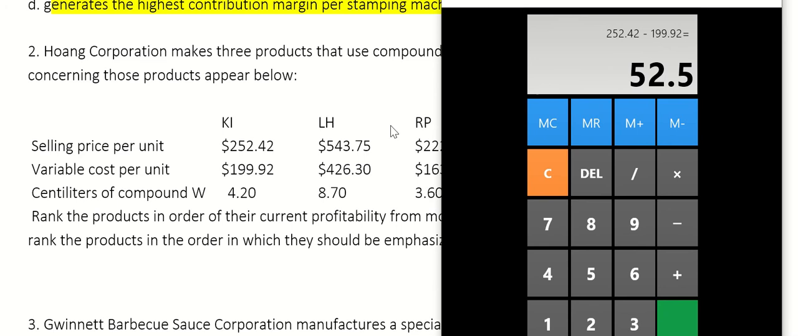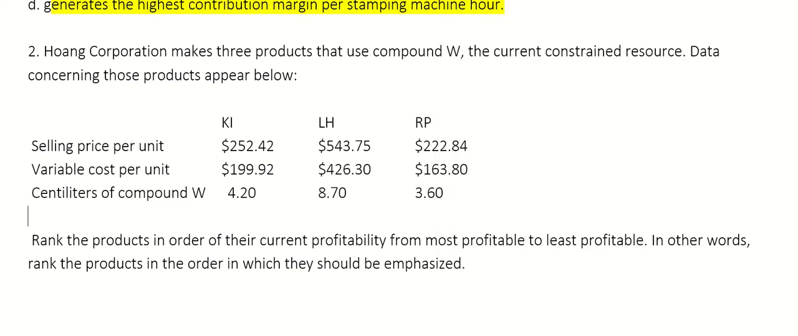Once you have that contribution margin, you would divide it by the constrained resource. The constrained resource: how many centiliters of compound W does it use? I would divide it by 4.2. So this would give me contribution margin per centiliter of compound W, or contribution margin per constrained resource. So this is $12.50, the contribution margin per constrained resource. Sorry, let me move that back a little bit. So this is $12.50 here.